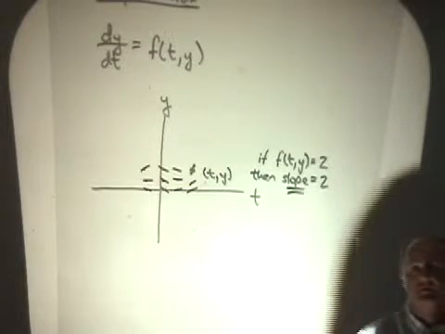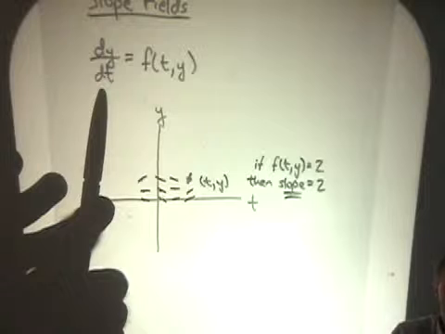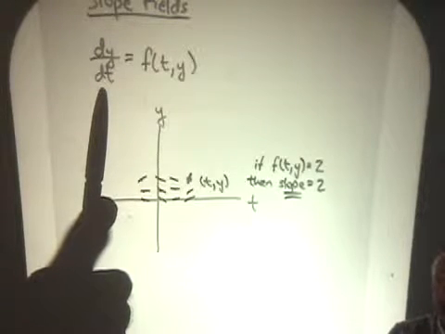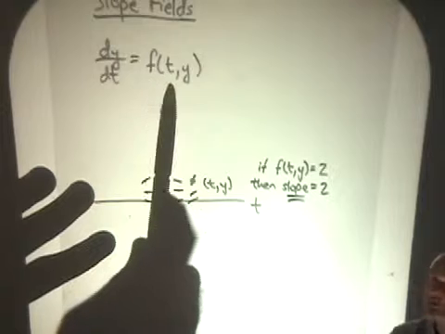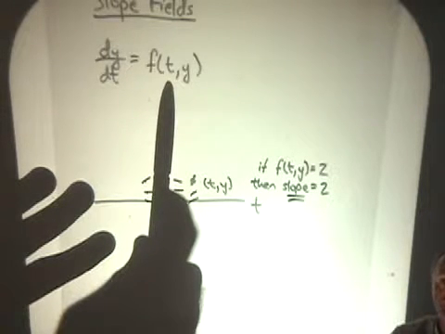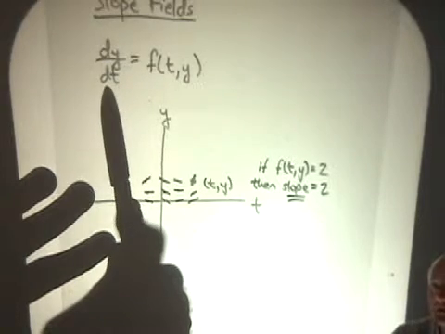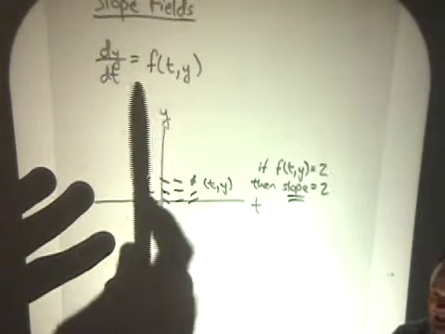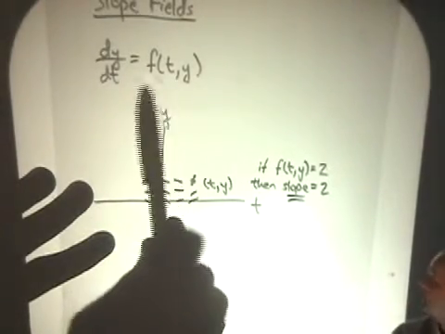How is this related to differential equations? Well, think about what dy dt gives you. dy dt is the derivative of the unknown function y. And so what you're saying is the derivative at any given point is equal to the value of this function at that point. In other words, the slope of the graph of this unknown function at any point that it goes through equals the value of this function.